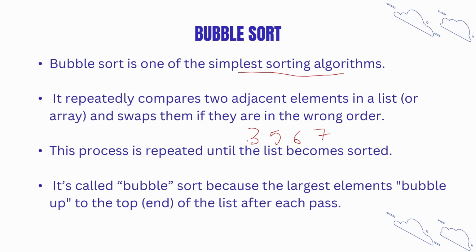So let's say we have a list of numbers, 3, 5, 7. These are the adjacent numbers. What bubble sort does is it compares two adjacent numbers and swaps them, and it keeps doing this process until the list is sorted. After the first round, the largest element comes at the end. After every cycle, the elements keep bubbling up to the end. The largest element comes at the last position in the first cycle, the second largest comes at the second last position, and so on.